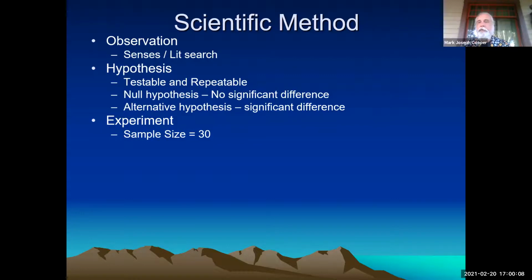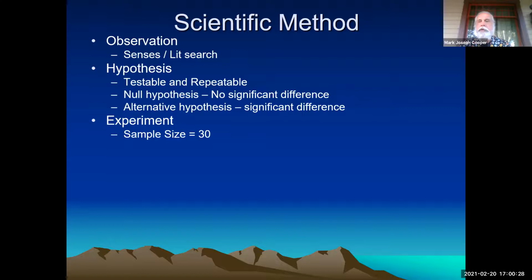One of the things I do when I read papers is I immediately look at the sample size. That'll tell you how good the data is. There are some studies with sample sizes lower than 30. There are some rare diseases where they don't have that many people. So you work with what you have.